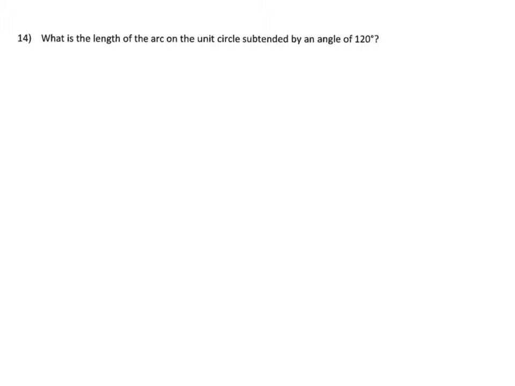Okay, if you can skip ahead to number 14, it's on page 7. We're going to do that one together. And then after that, you're going to do the ones we skipped on pages 5 through 7. Okay, number 14 says, what is the length of the arc on the unit circle subtended by an angle of 120 degrees? Okay, so first thing let's do is let's draw a circle.